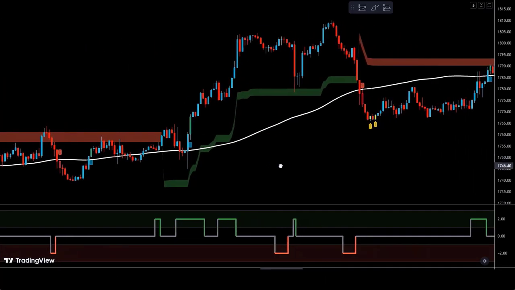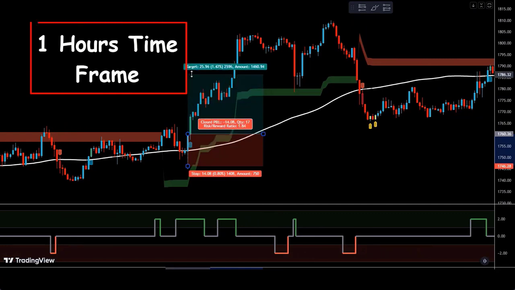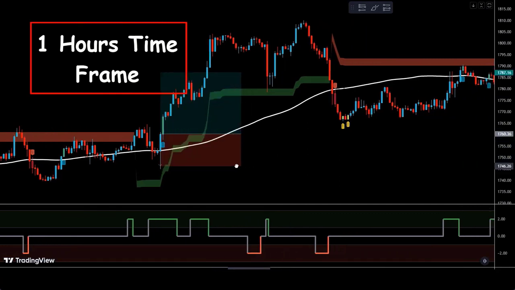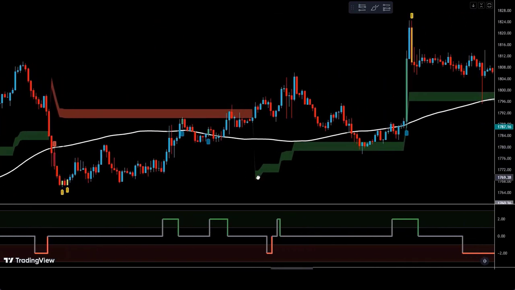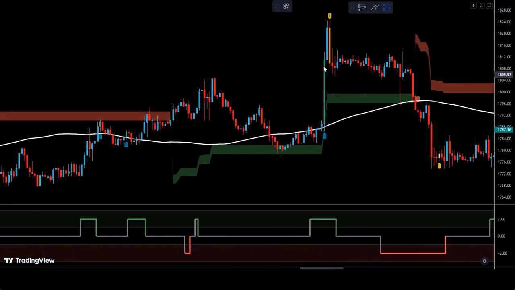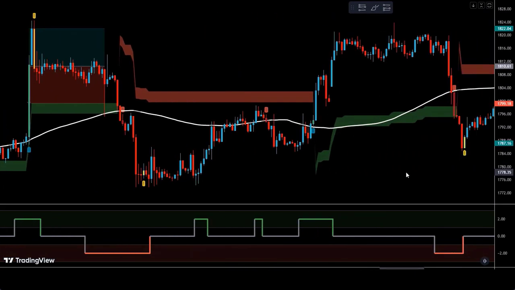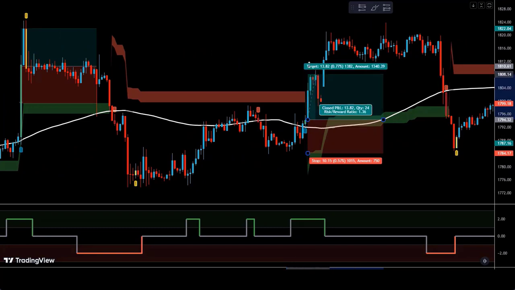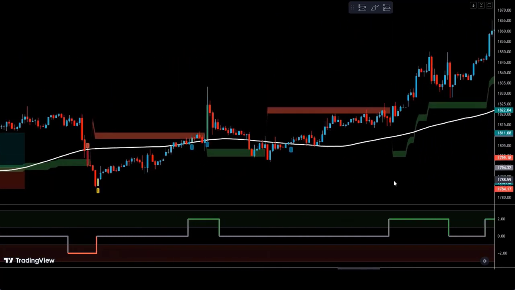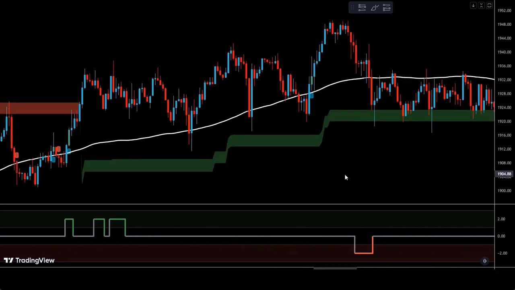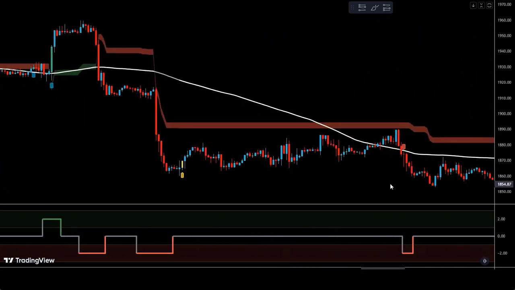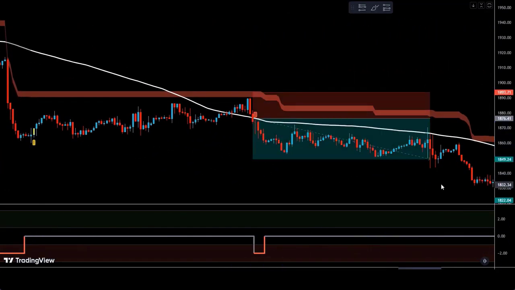Let's test this strategy in the gold chart history with the 1 hour time frame and see how much profit we can gain in a few trades using this method. Look, this first trade won. And next, this second trade also won. You can see here the third trade won. Here the fourth trade won. So we can easily make money from this strategy.